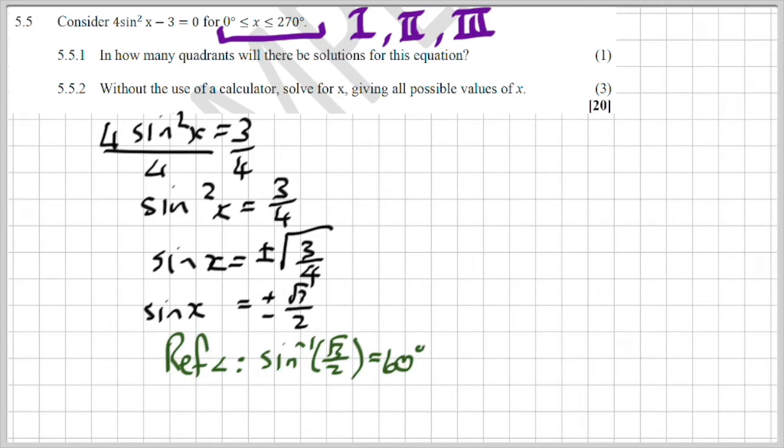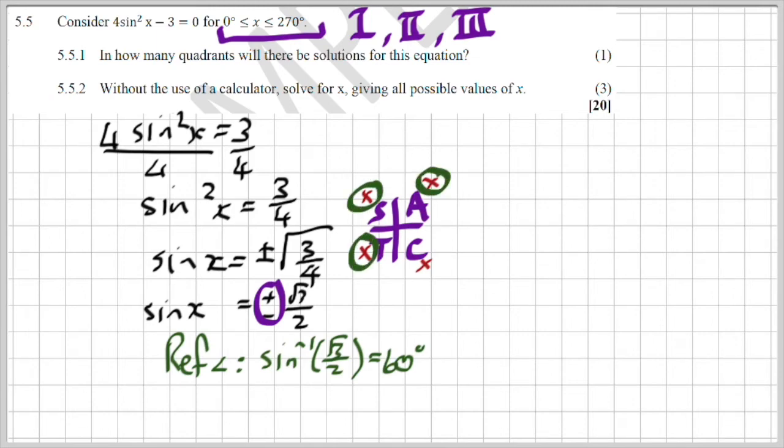But in which quadrants is this going to lie? Well, it could lie in any of those 4, but remember they said it must be between 0 and 270. So yes, there's going to be in 3 different quadrants, okay? Because of the plus minus. If it was just plus or just minus, it would have made the number of quadrants fewer.